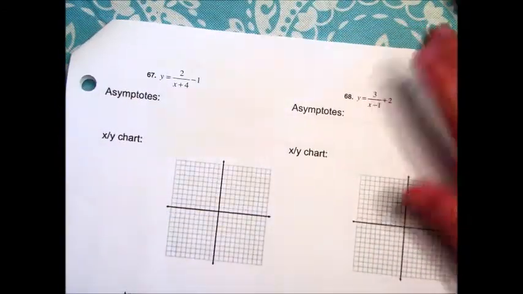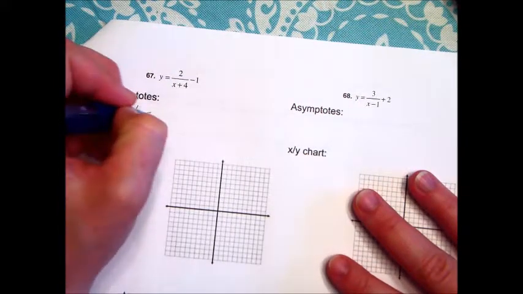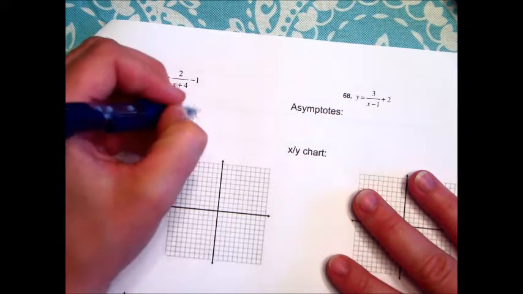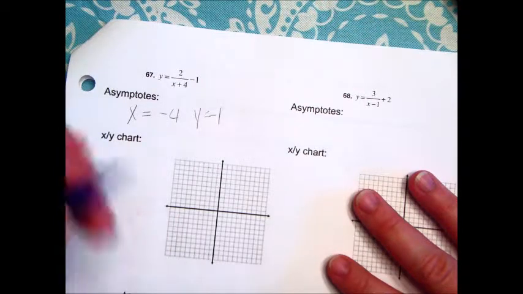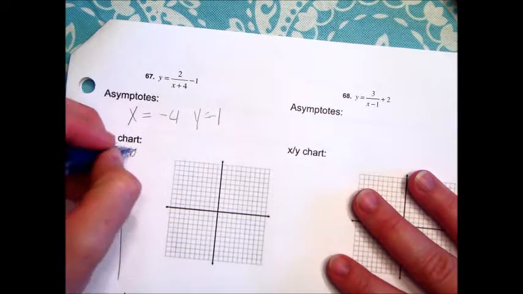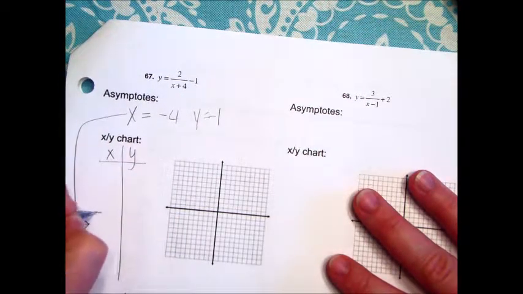Oh my gosh, 2 more? Boo. Okay, asymptotes are x equals -4 and y equals -1 because it's the opposite of the bottom. XY chart, put -4 here in the middle.